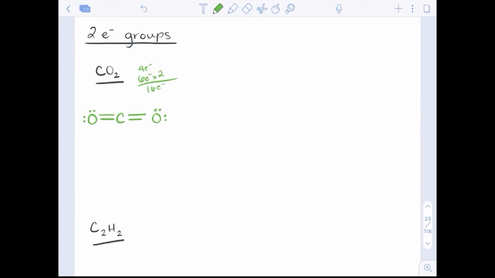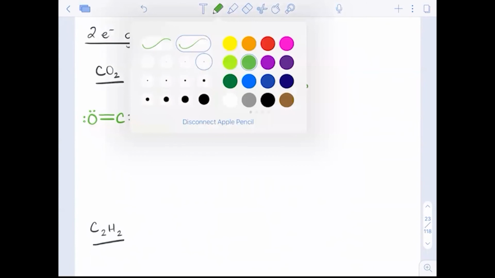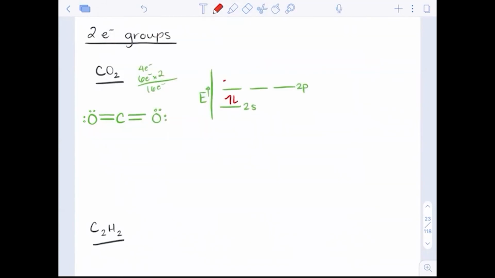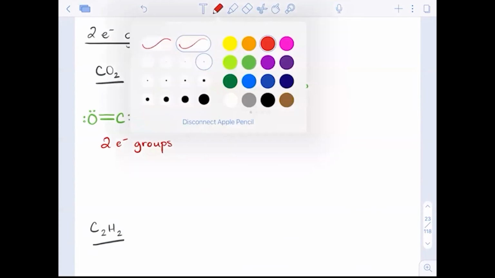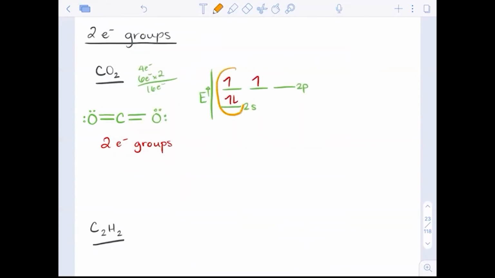Now, when we look at this central carbon, again, we can look at its valence electrons in the 2s and the 2p and identify what do we need? Well, we only have 2 electron groups. We would have called this linear, 180 degrees. I'm only going to take 2 atomic orbitals in order to hybridize into my 2 hybrid orbitals. My 2 p's get left over.